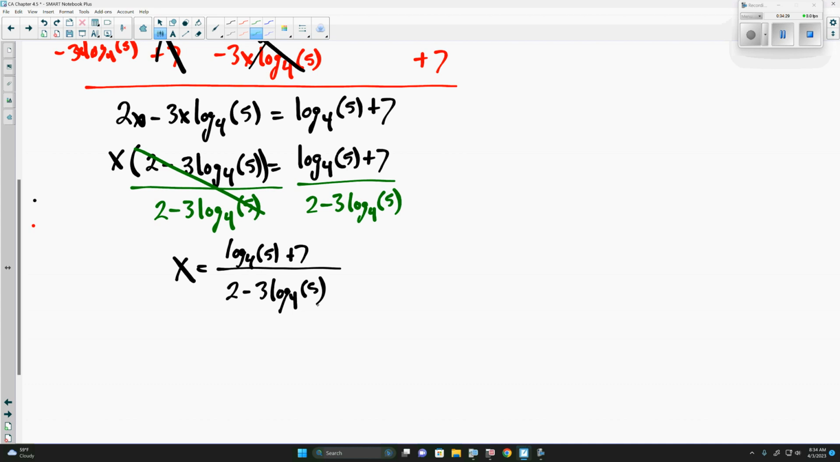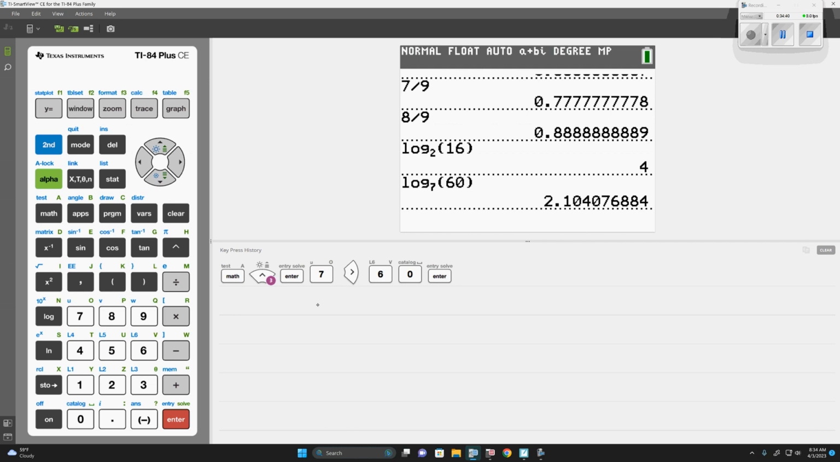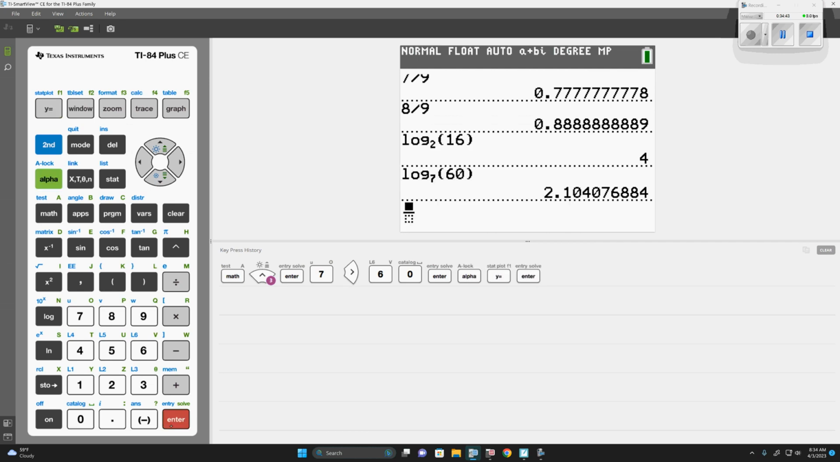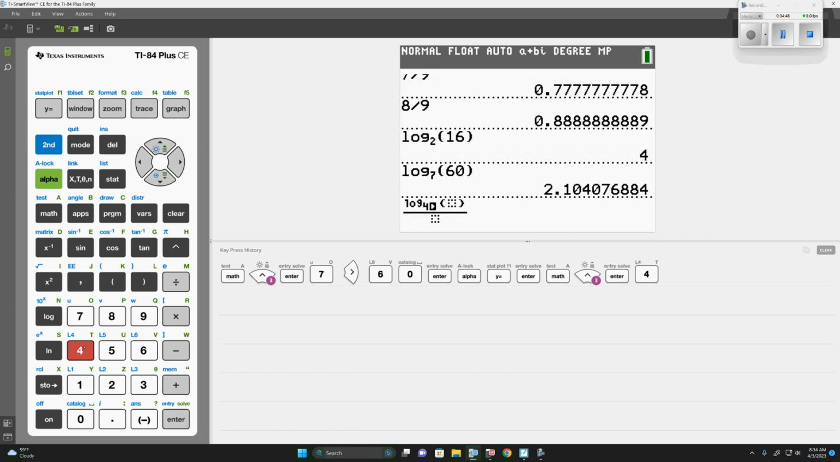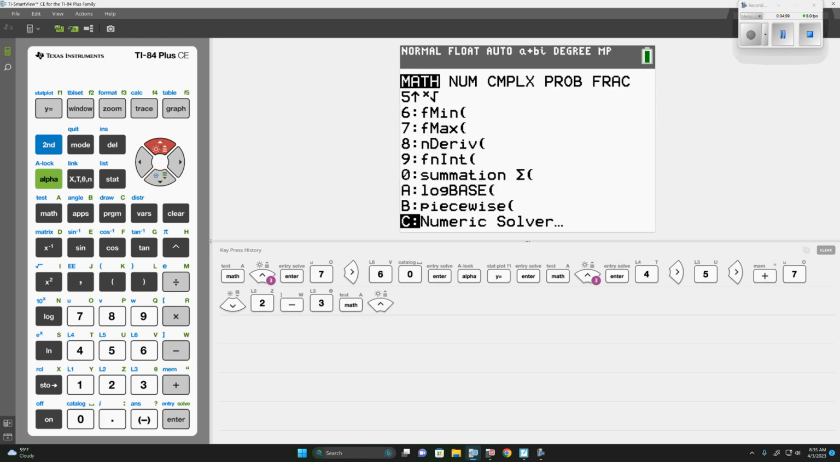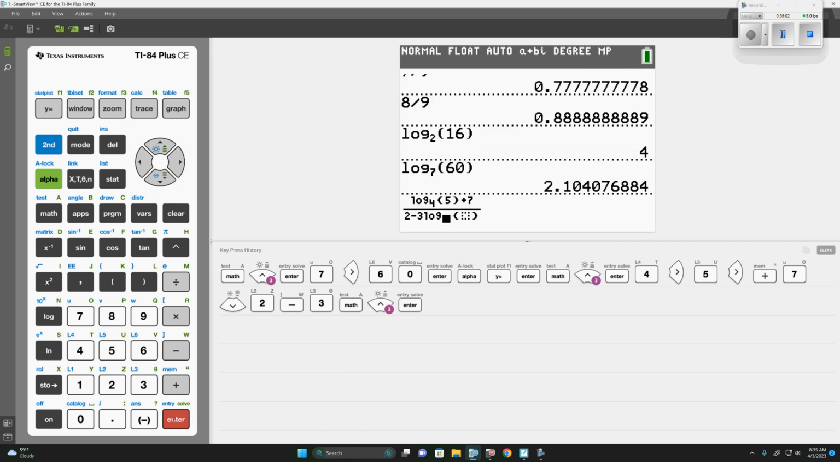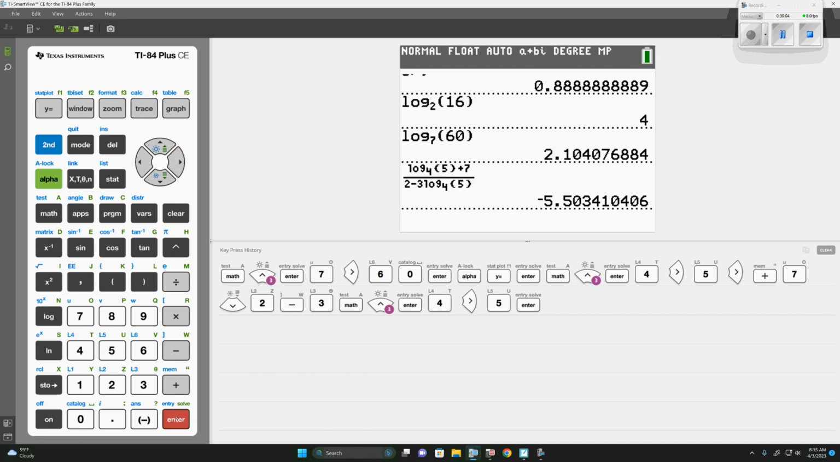So in some ways, this makes it a little bit easier because our final answer only has log in 2 different places, unlike natural log, which was in 4. Now, to make it easier to work with, I would definitely use the graphing calculator because we can go math, log base 4 of 5 plus 7 over 2 minus 3 math, log base 4 of 5. And we get the exact same answer.